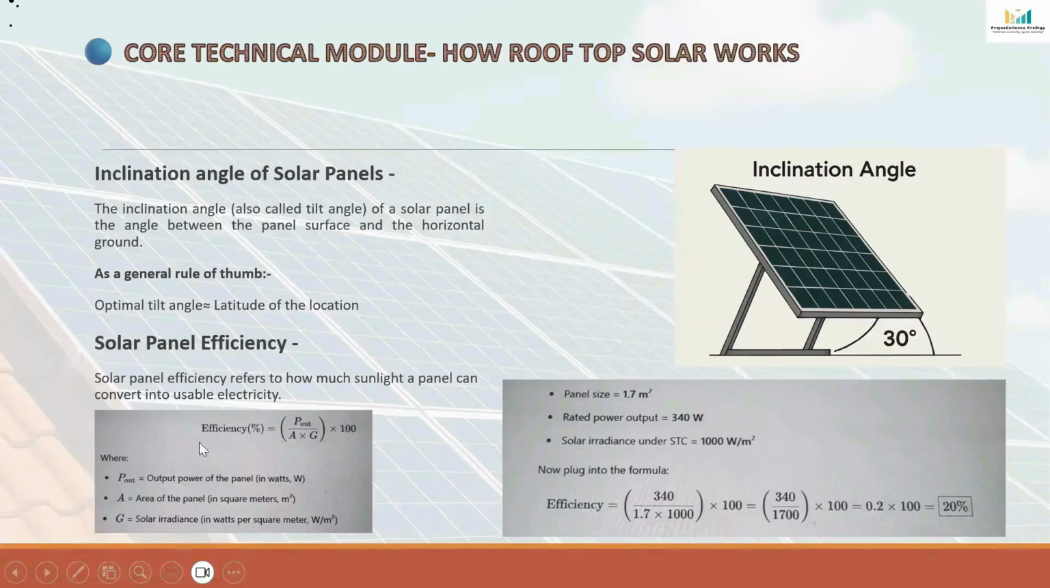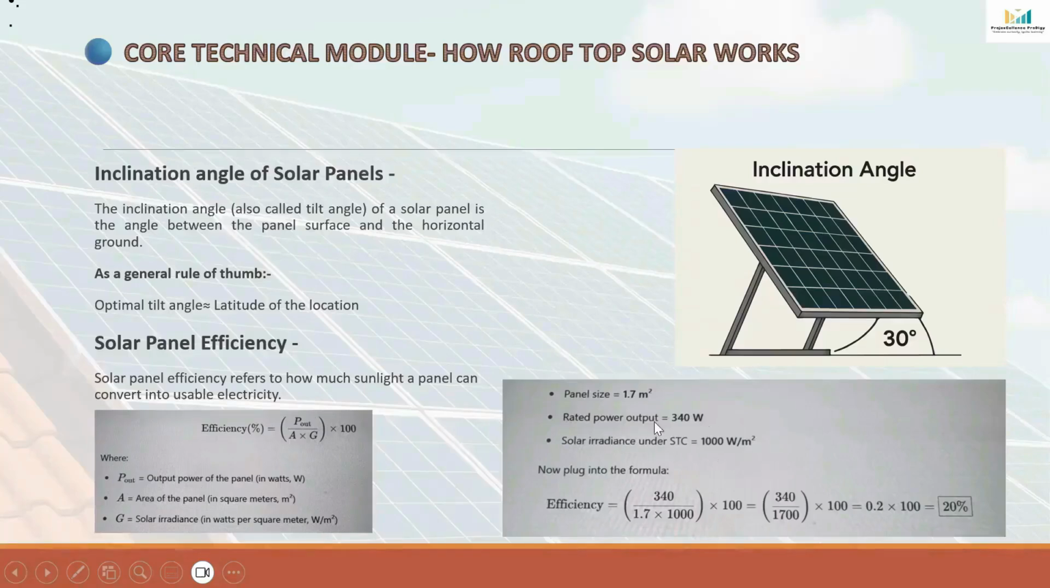So here is the formula to calculate solar panel efficiency. Efficiency in percentage is equal to P out divided by (A times G), times 100. P out is the output power of the panel in watts, A is the area of the panel in square meters, and G is the solar irradiance in watts per square meter. Let's see a real example.